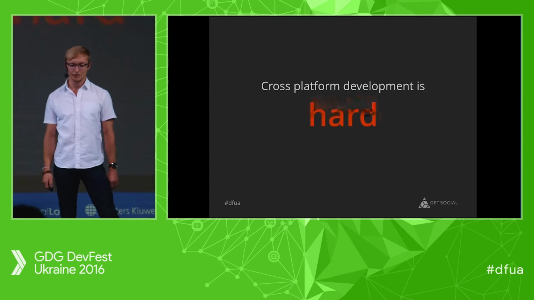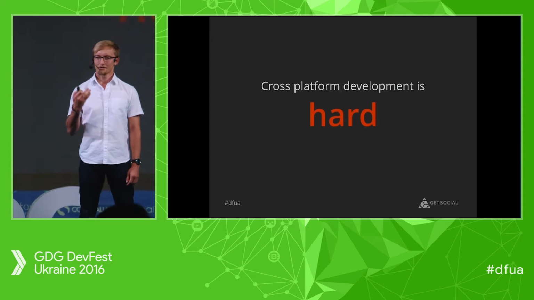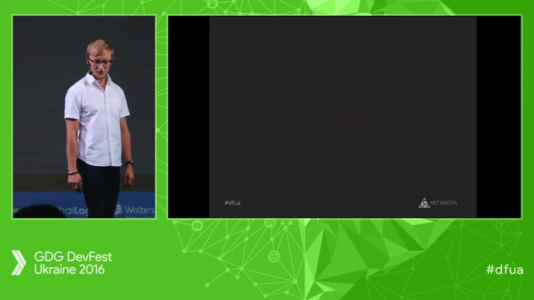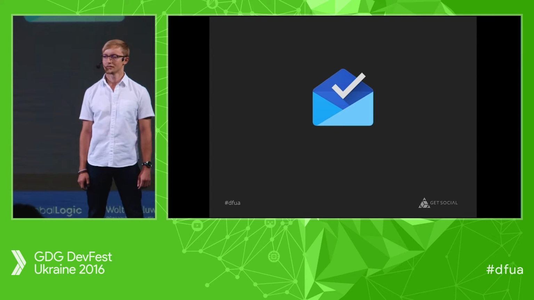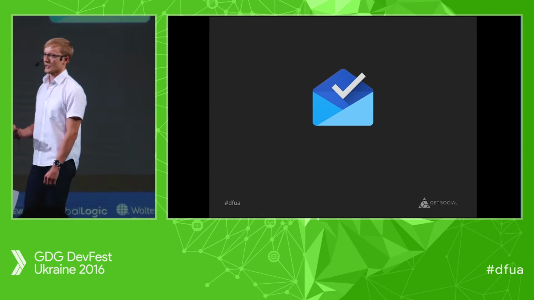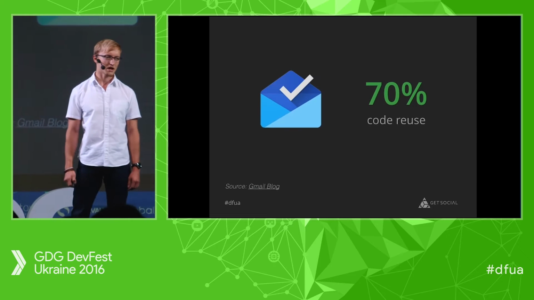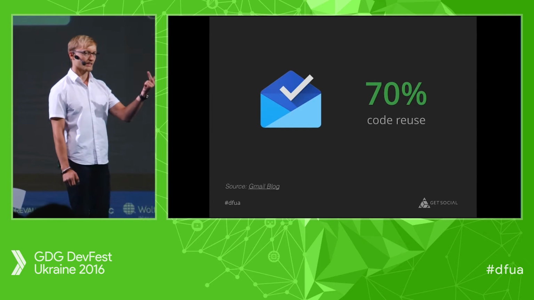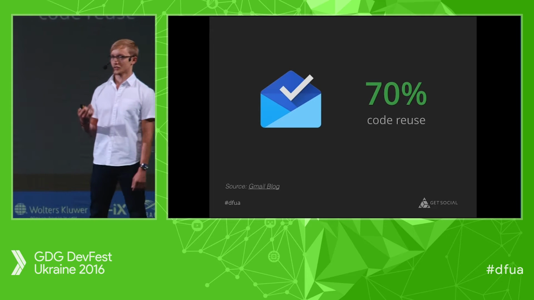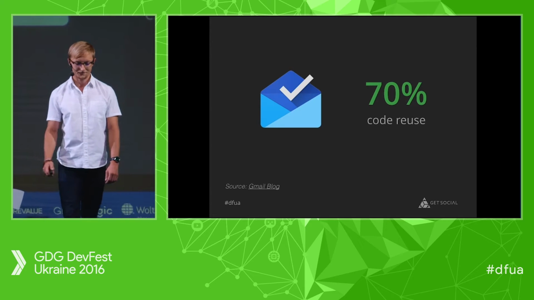And today I want to share with you experience that we got at GetSocial, learning from Google how to do cross-platform development. Probably everyone knows about Inbox. And when Google just released it, they published as well a huge blog post about how they achieved a 70% code sharing between Android, iOS, and web platforms. To achieve this, they developed a tool called J2ObjC, and we are going to talk exactly about this.